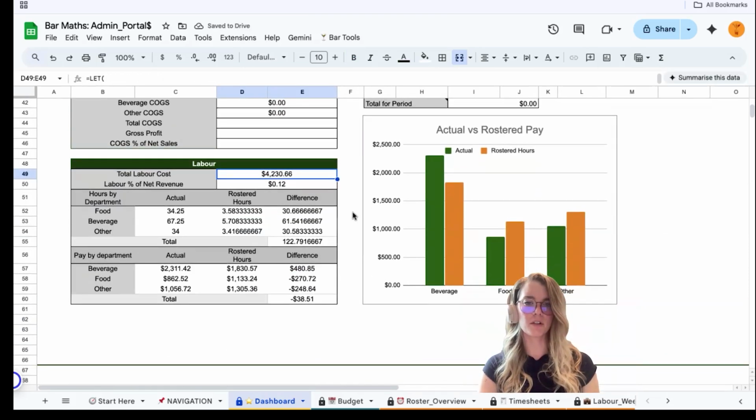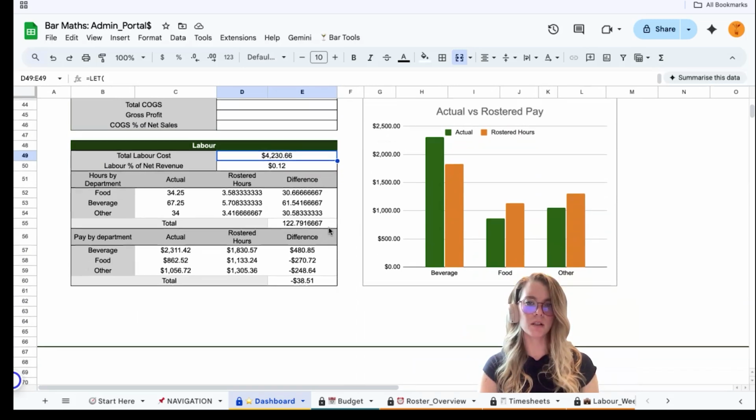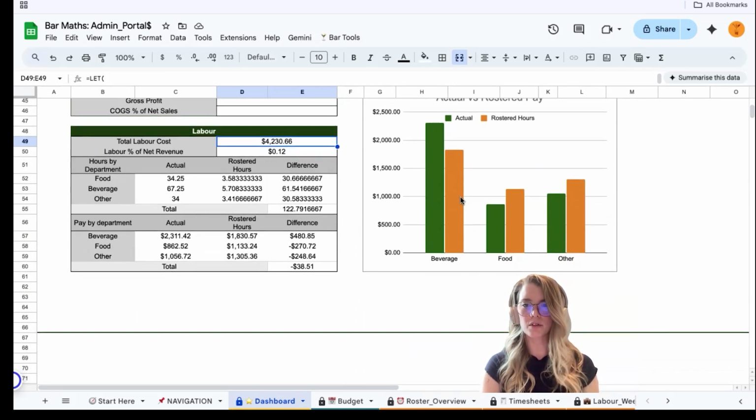Let's scroll down further. You can see your total labor cost for the week. You can see your actual versus rostered hours in a graph. If you're like me, you're visual, so it's nice to see it in that respect. And then just a total breakdown by department here as well. So hours and pay by department. So actual versus roster and the difference between those as well.